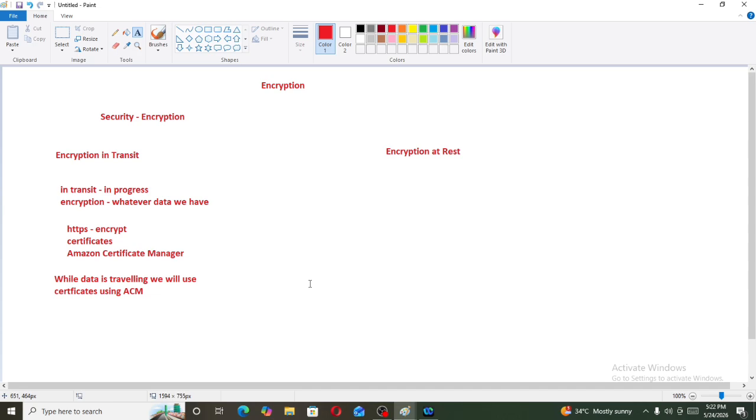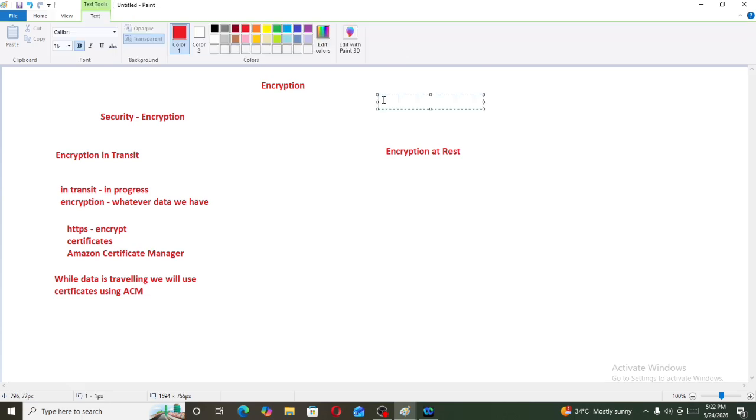Now, second is encryption at rest. In AWS, this is where data is sitting. Our data can rest in S3, in RDS, or in Glacier. We will learn about Glacier in coming videos. Encryption at rest means our data is sitting in one place.